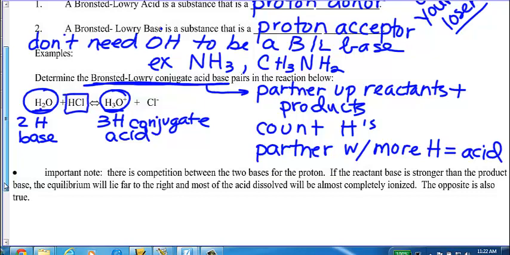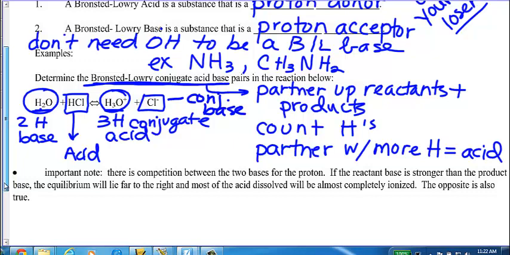HCl partners with Cl minus. And again, how would HCl turn into Cl minus? It would have to lose an H. If you do acid, you're a loser. Again, the one with more hydrogens in the partnership is the acid. And so its partner is the conjugate base.